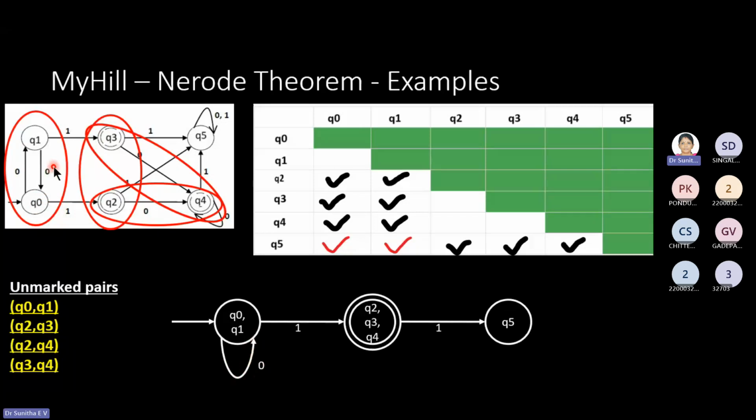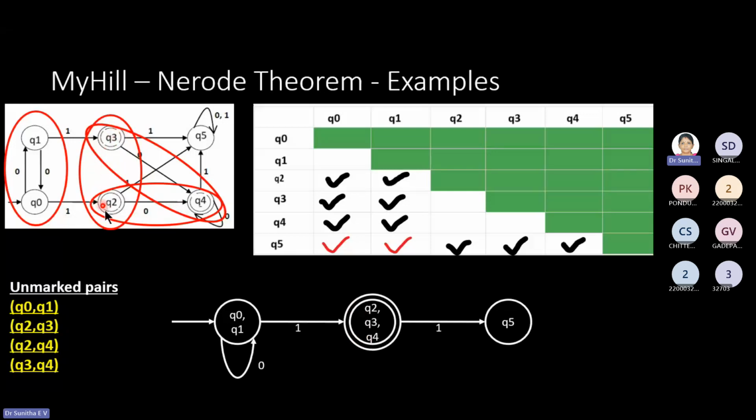And if the input is 1, from Q0 it will take a transition to Q2, and from Q1, if the input is 1, it will take a transition to Q3. That means for input 1, there will be a transition out of this group. So for Q0, Q1, if the input is 1, it will take a transition out of the group to the next group, Q2, Q3, Q4. Okay, so the transition is drawn like that.